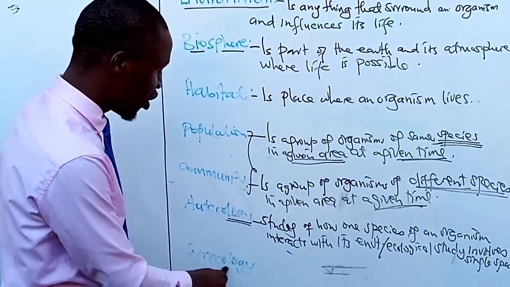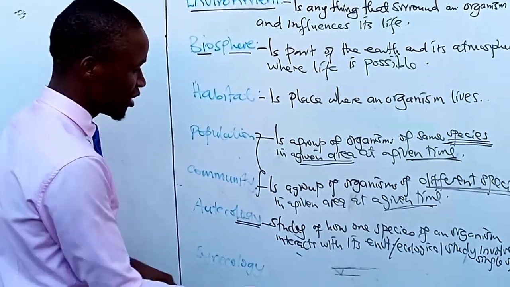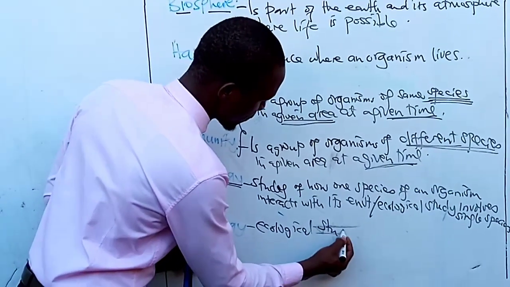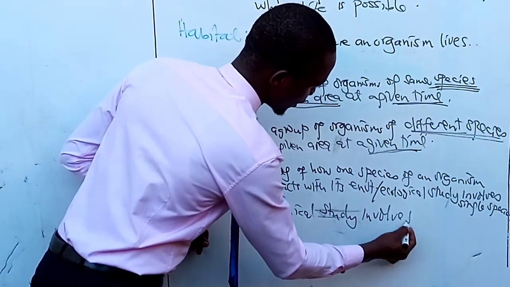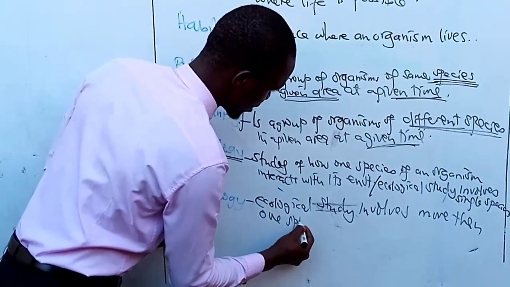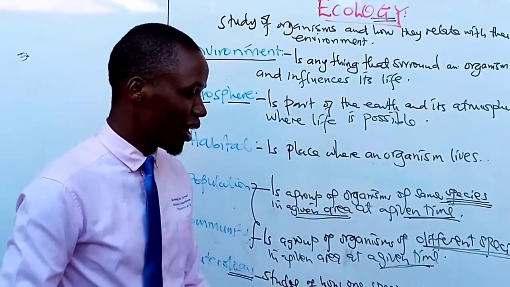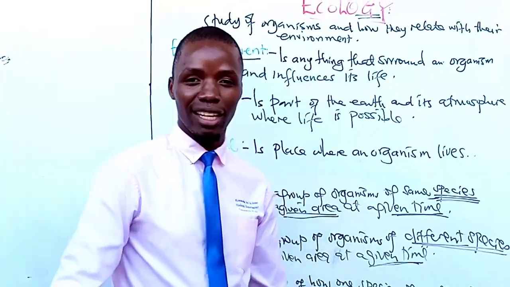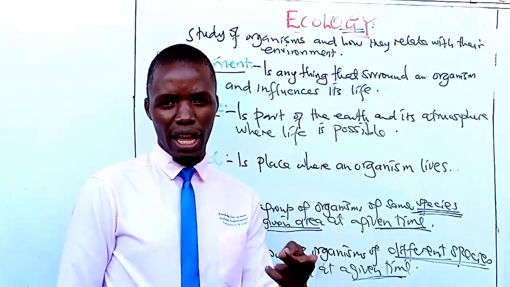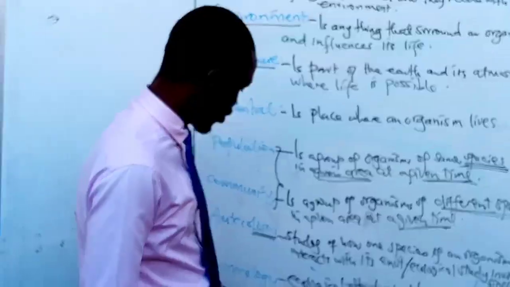Then synecology. Synecology is an ecological study that involves more than one species. For example, if I go to carry out an ecological study on how lions and tigers interact within a national park. Since I'm now dealing with two organisms, a lion and a tiger, these are different species. So in that case, the study I'm carrying out is called synecology.